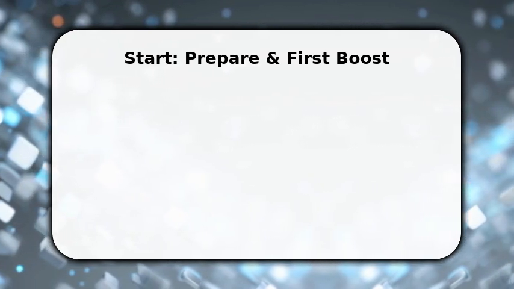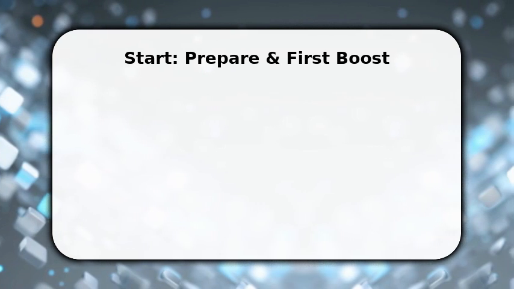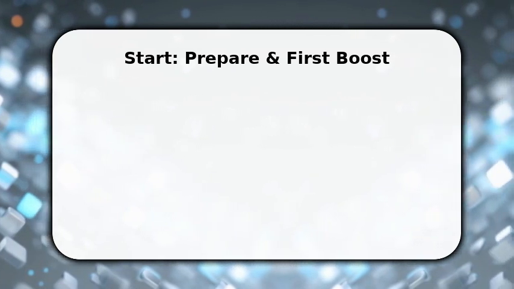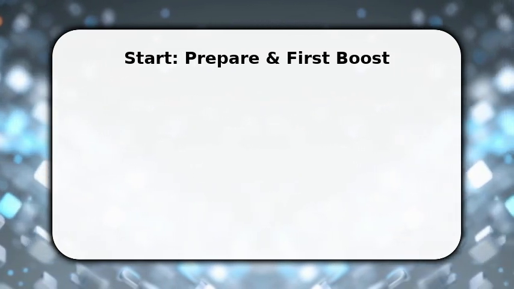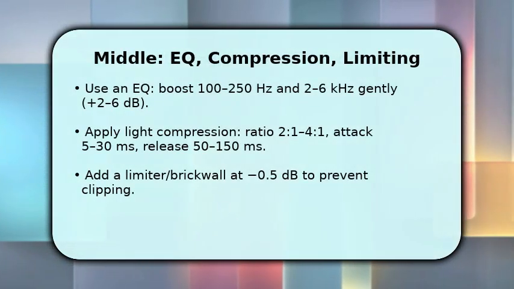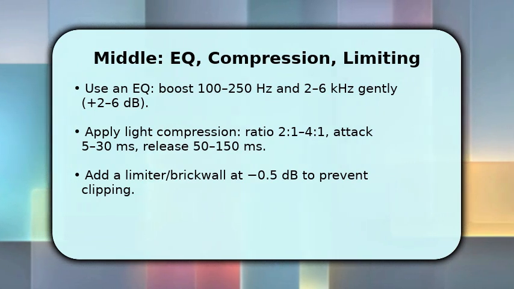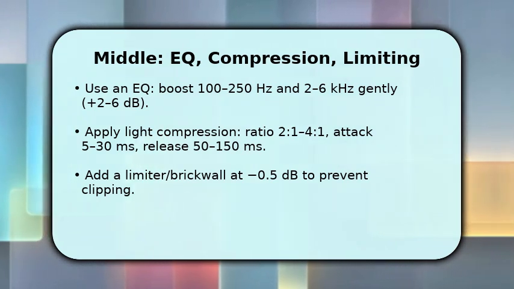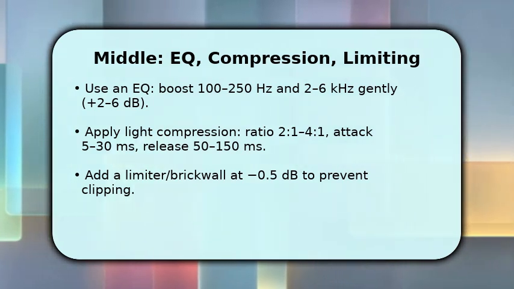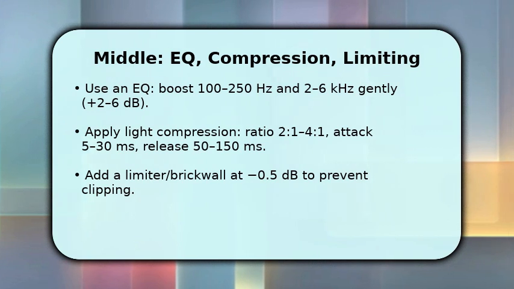Once done, pick a reference track and switch to the highest available stream quality, so the EQ reacts to real content. Now you shape dynamics and tone. Insert an equalizer and gently raise low presence around 100 to 250 Hz for warmth and brighten 2 to 6 kHz for perceived loudness. Keep each boost conservative, 2 to 6 decibels.